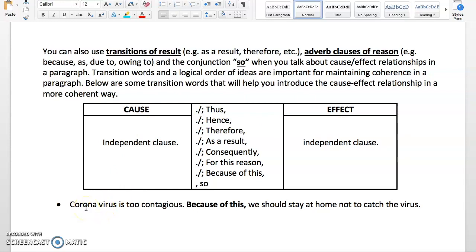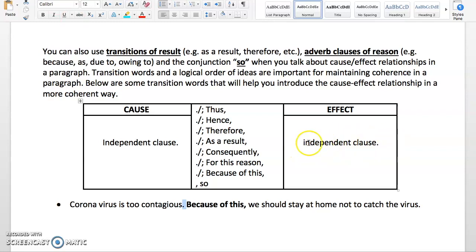Coronavirus is too contagious. Because of this, we should stay at home not to catch the virus. So we have a full sentence, full stop, and then because of this, comma, and then another sentence. Make sure that you also use a variety of these structures in your paragraphs.